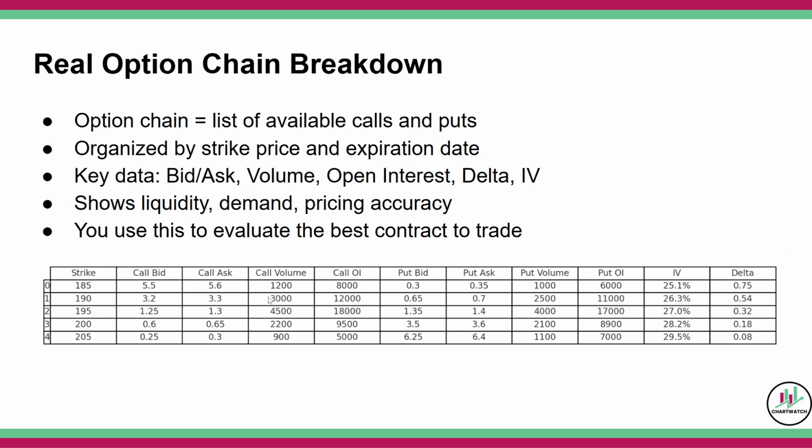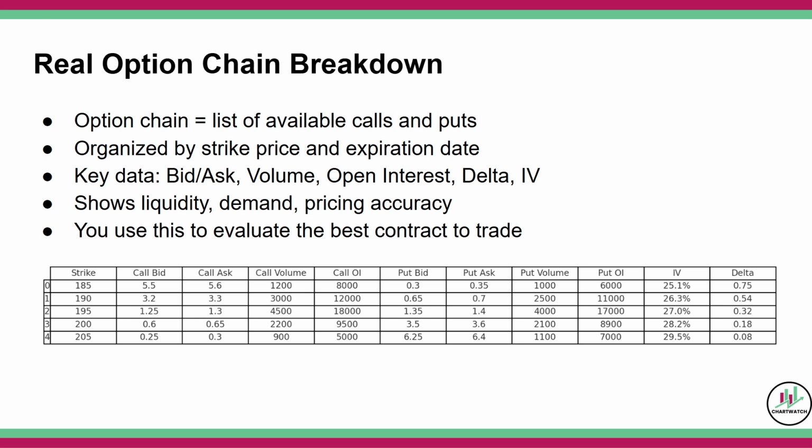Then you have the volumes. Right here we have a call volume and a put volume. The volume is quite important. It tells you how many contracts traded today. The higher the volume, the higher the activity, and the easier to get filled. So if you have a very tight spread and a high volume, your order will go through really easily. On the other hand, with a low volume, you might have trouble getting in or out because there aren't that many trades being placed.